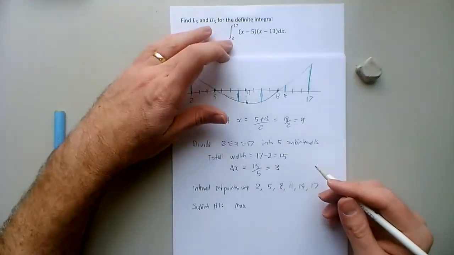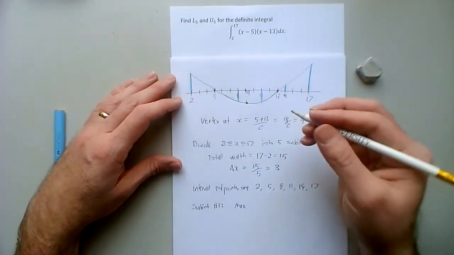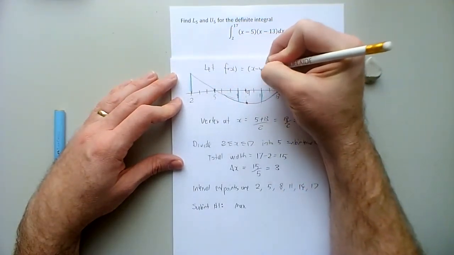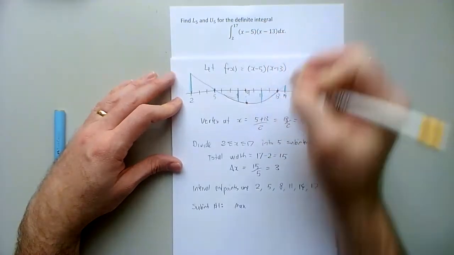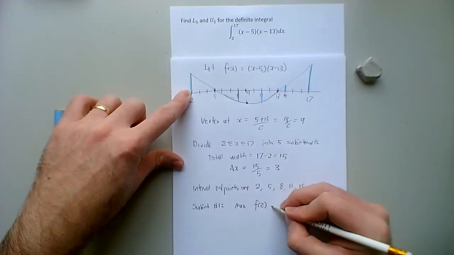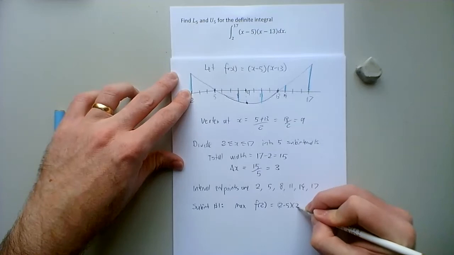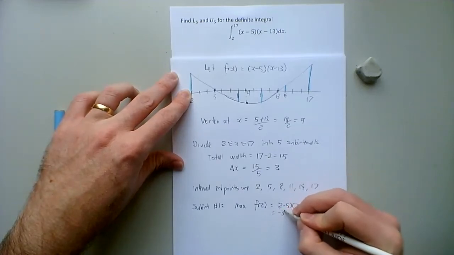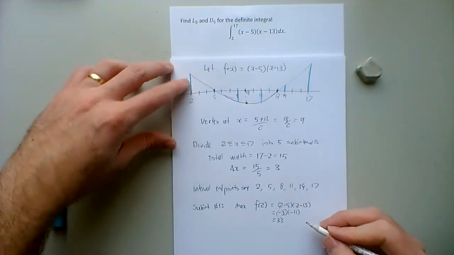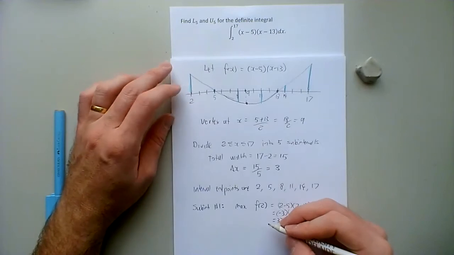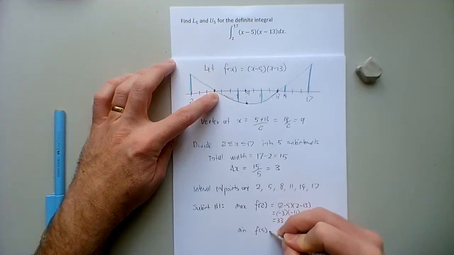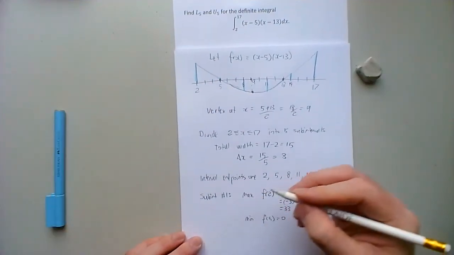My function doesn't have a name. Why don't we just put that in at the front and say let f of x be equal to (x minus 5) times (x minus 13). And then we can say the maximum will be at f of 2, which will be 2 minus 5 times 2 minus 13, minus 3 times minus 11, which is 33. Yes, I didn't draw it to scale, that's 33 there. And the minimum would be 0 here at 5. So the minimum is f of 5, which is 0. Okay, that's subinterval number 1.